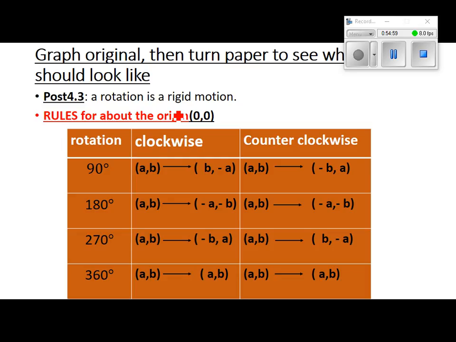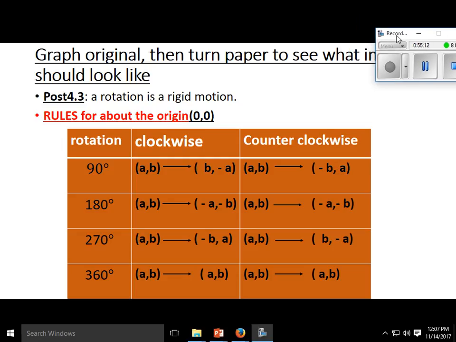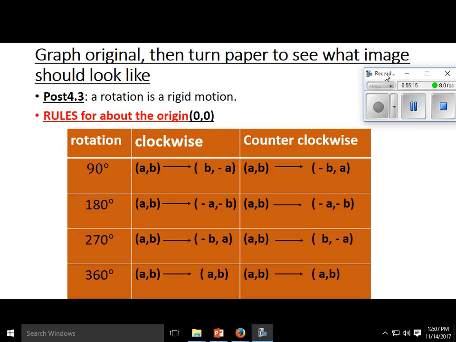Go ahead and copy this down. These are the rules for graphing something clockwise or counterclockwise. Can't see, so. Four rules. I got you.